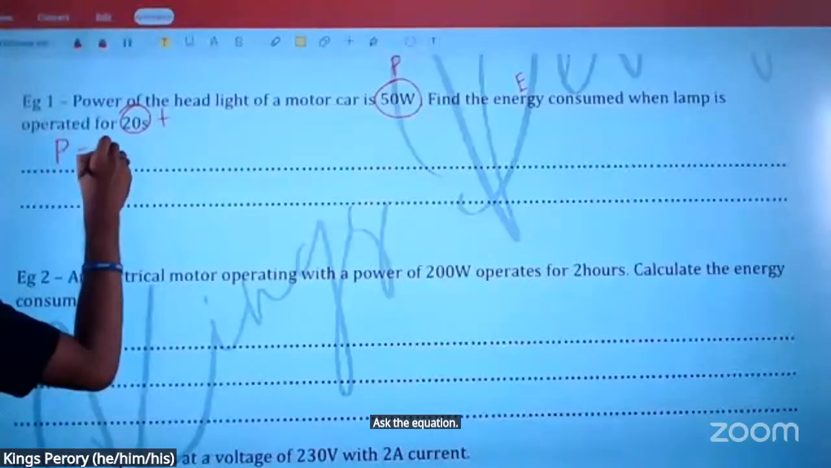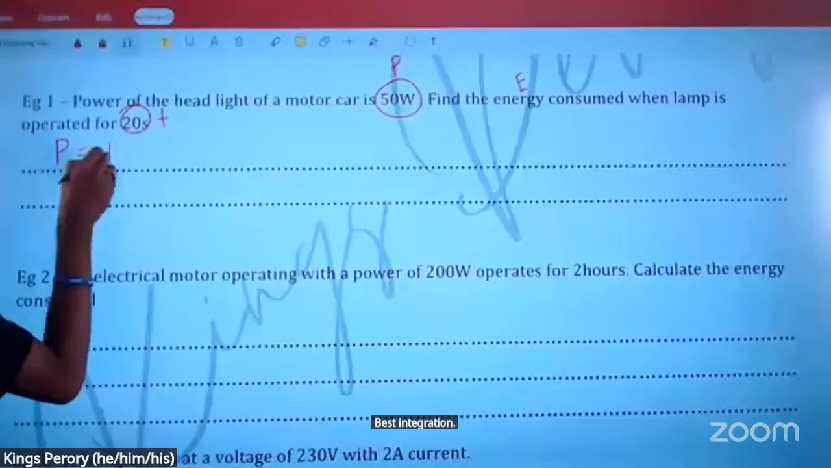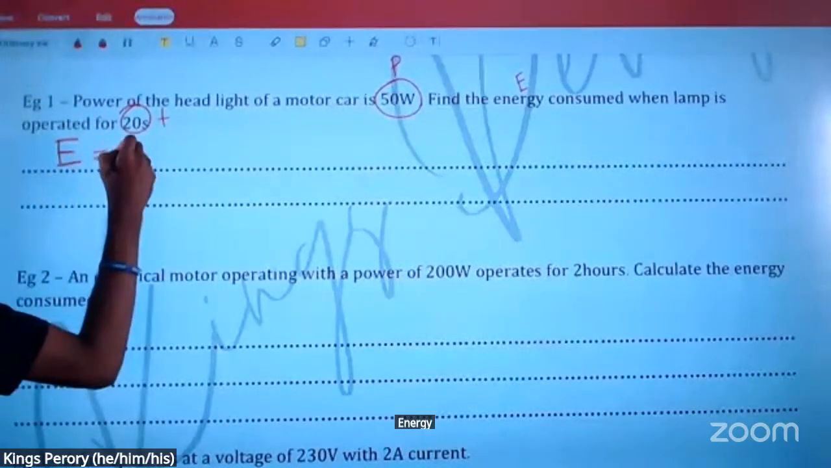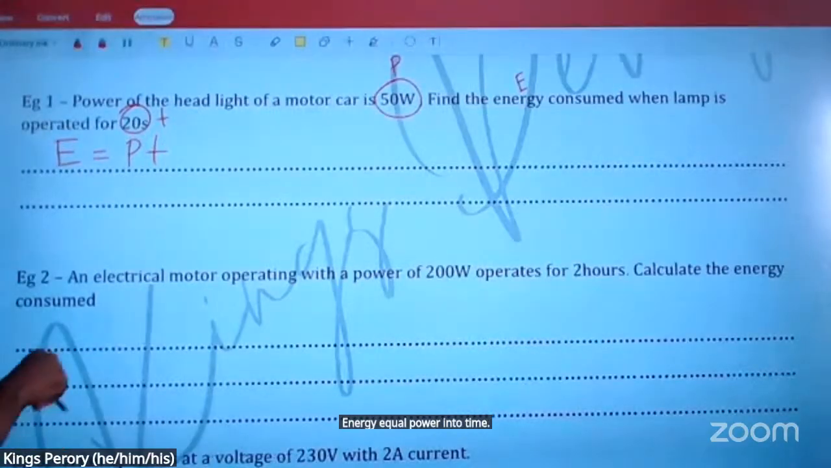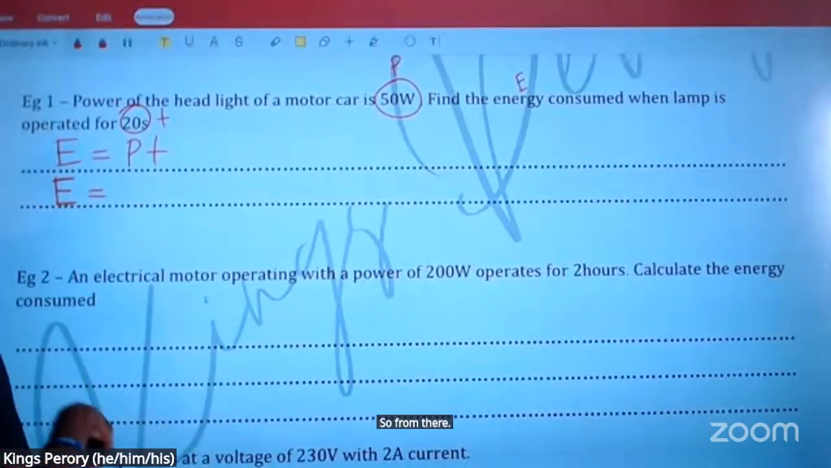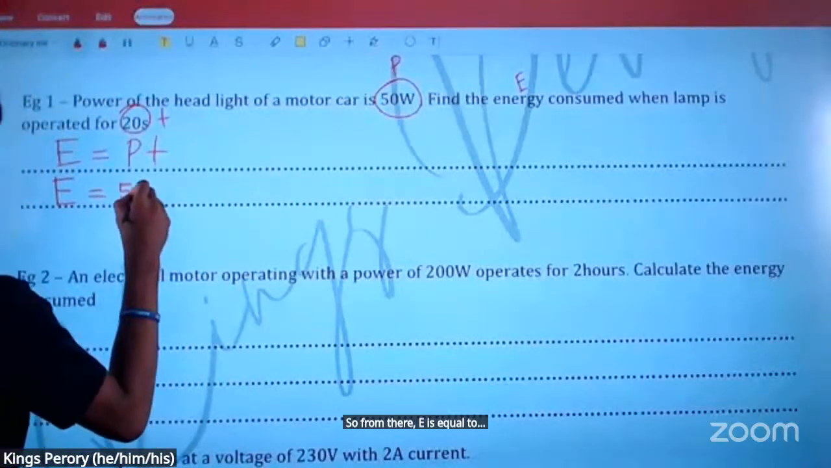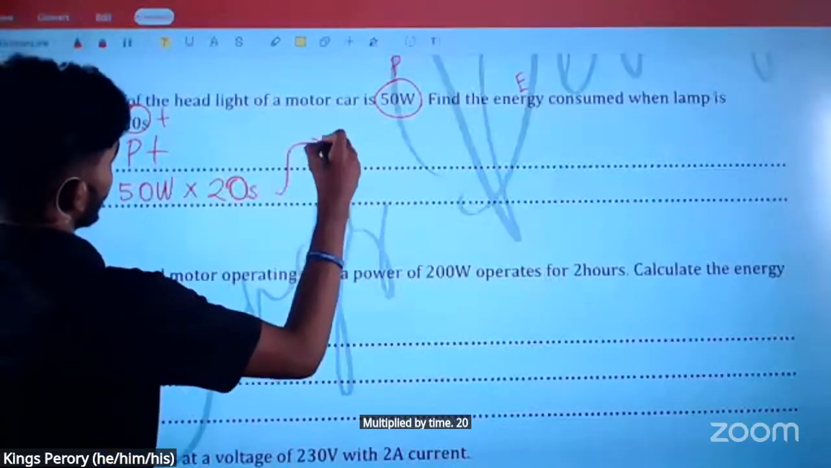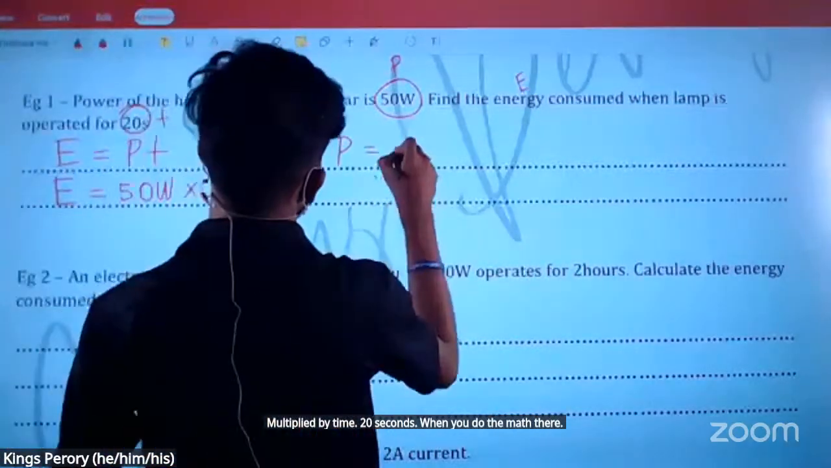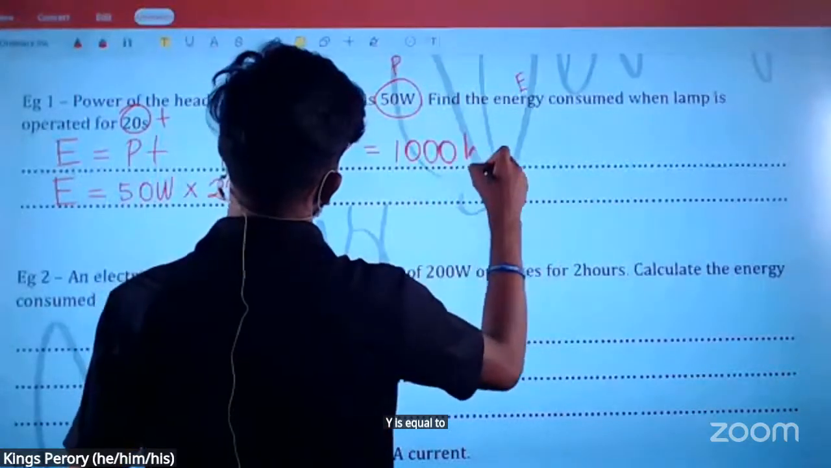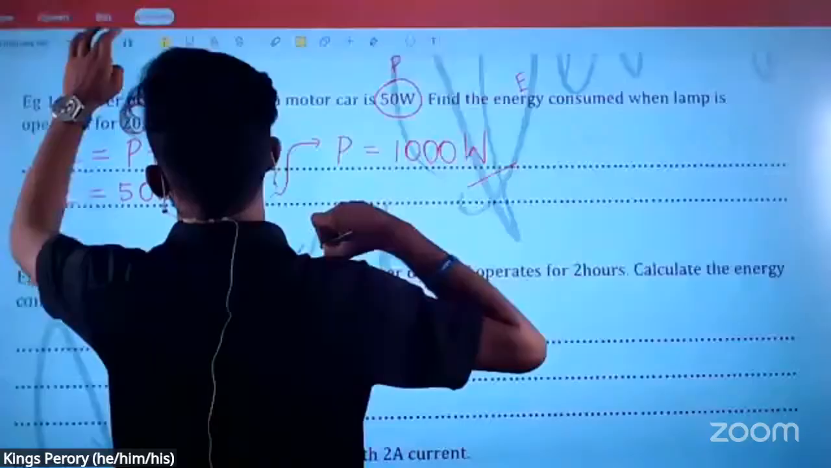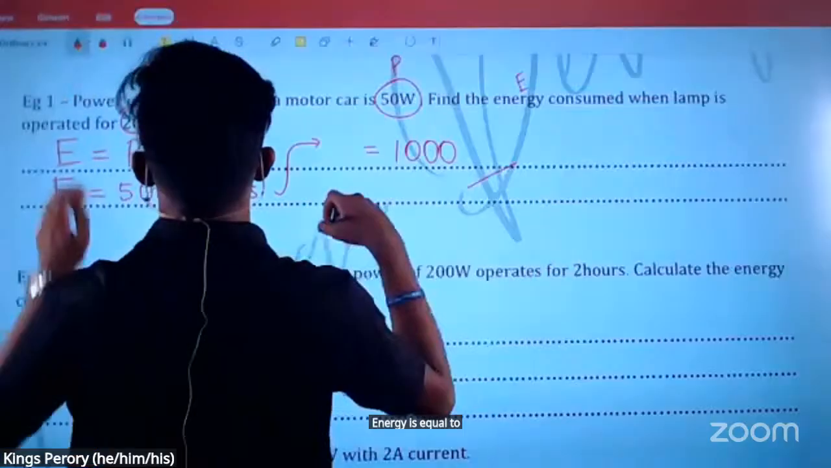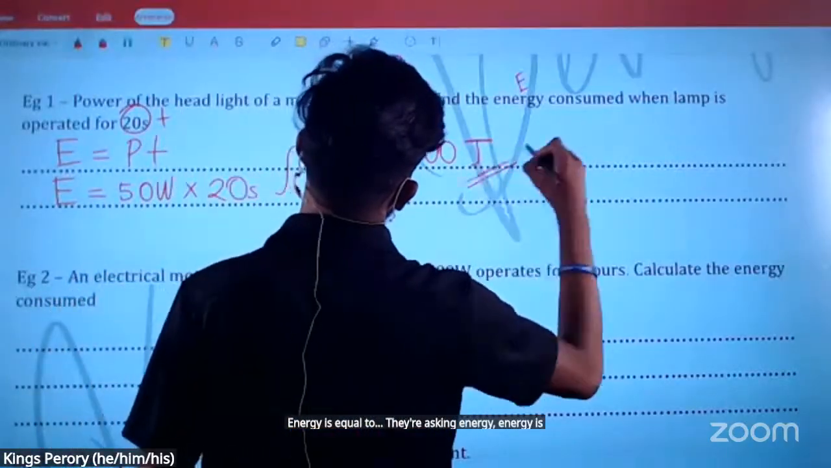They're asking energy. Energy equals power into time, E = Pt. So E is equal to power 50 watt multiplied by time 20 seconds. When you do the math, E is equal to 1000 joules. They're asking energy, so energy is equal to 1000 joules.